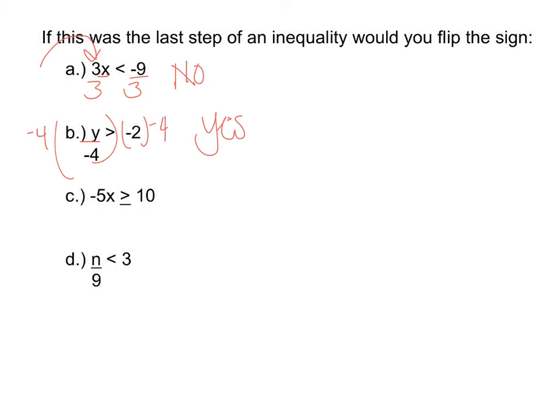Letter C. What do we do to get x by itself? We're going to divide by negative 5. So would I flip the sign? Yes. On the side where the x is, I had to divide by something negative, so I flipped my sign. Look at example D. N divided by 9 is less than 3. To get n by itself, the opposite of dividing by 9 is to multiply. Would I flip the sign in this one? No. In order to get n by itself, I did not have to divide by something negative.